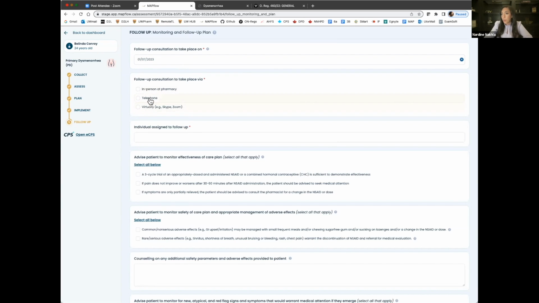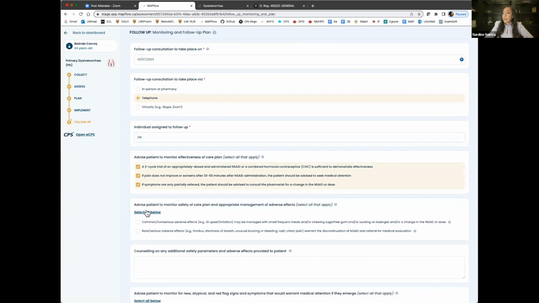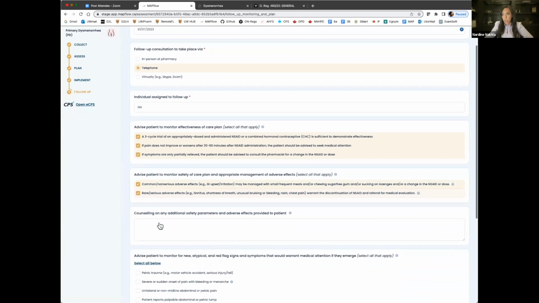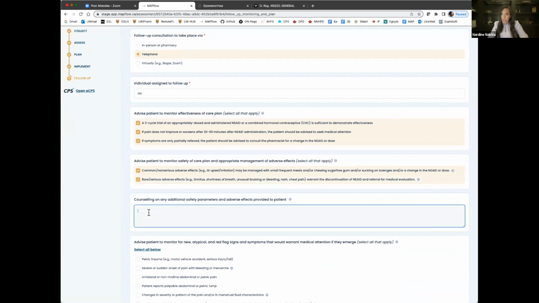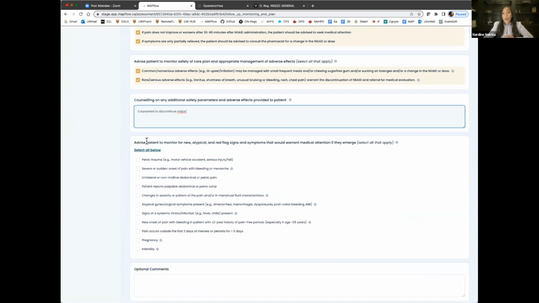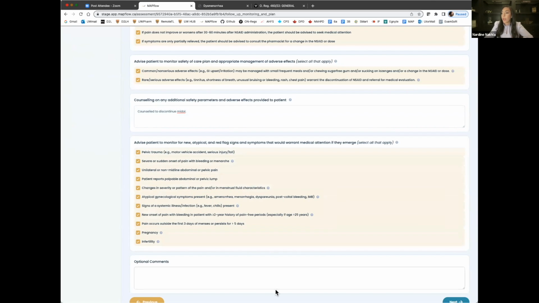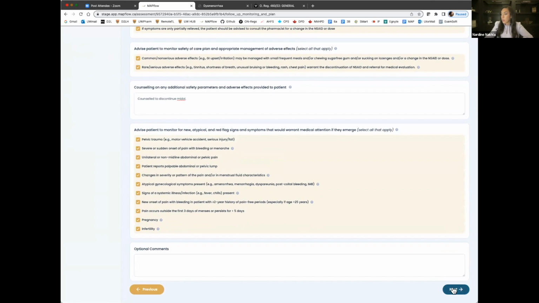How do you want to follow up? I will follow up via telephone, and I'm going to assign myself to follow up. And when I do follow up, I'm going to make sure I monitor the effectiveness of the care plan and the safety of the care plan. So the monitoring parameters for both of those things would auto-populate in my documentation. Any other counseling, I'm going to say counseled to discontinue Midol. Next, any red flag signs or symptoms or atypical signs and symptoms that would warrant medical attention that I would counsel on, I could select all. And again, that would go right into the patient's record there.